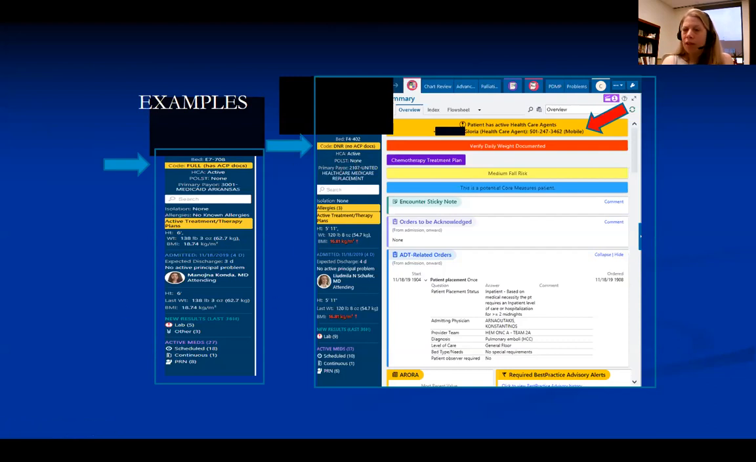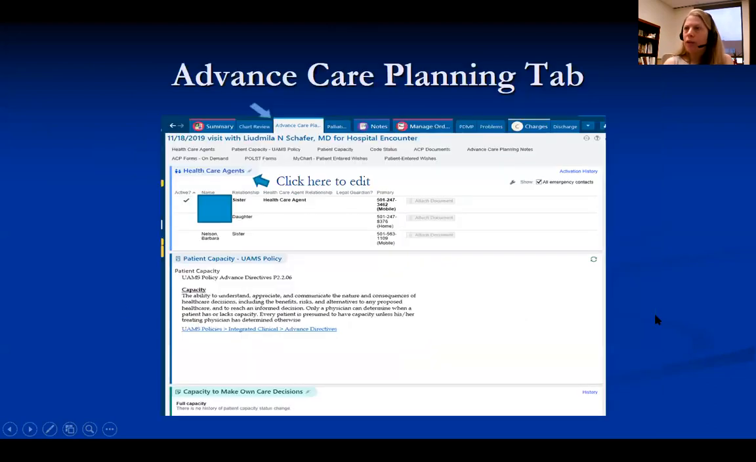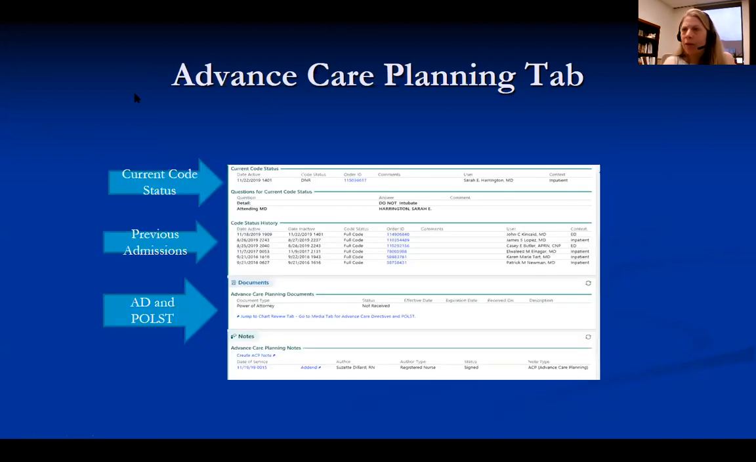So again, you can look at the banner first. The next place you can look is the Advance Care Planning tab. If you don't have this as one of your favorites, go ahead and put it up there, that way it'll be there for every patient. If you scroll down the Advance Care Planning tab, it'll have the patient's current code status. You can look at all the previous code status orders and their previous admissions. Then under Documents, Advance Care Planning Documents, an advance directive will show up here, and a POLST will show up there as well.